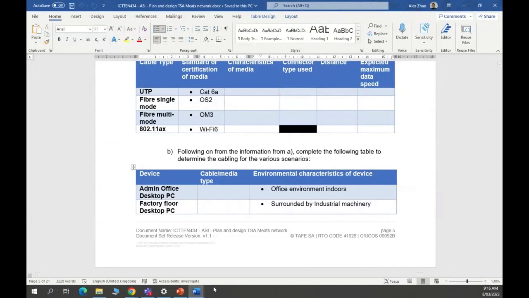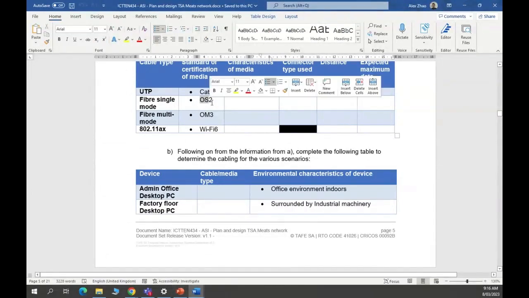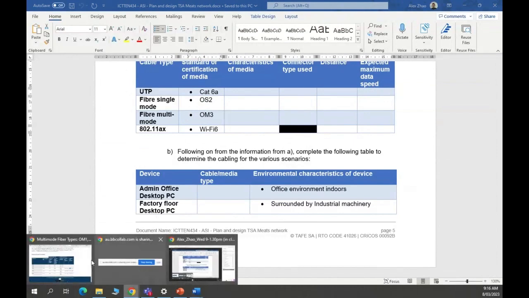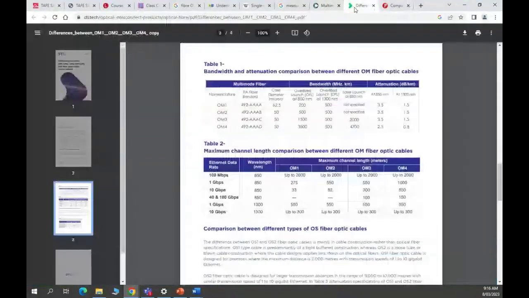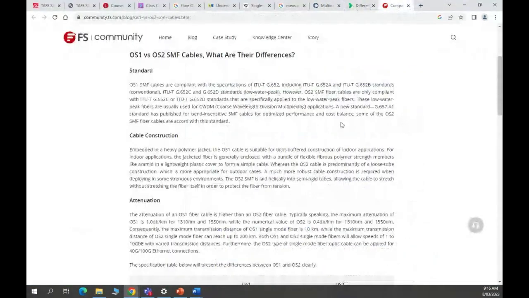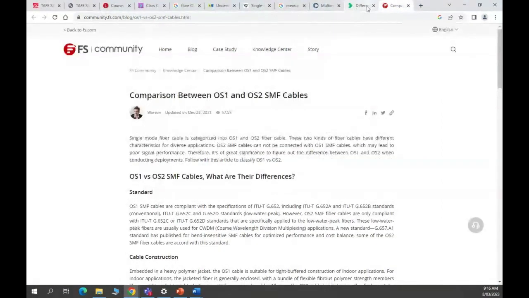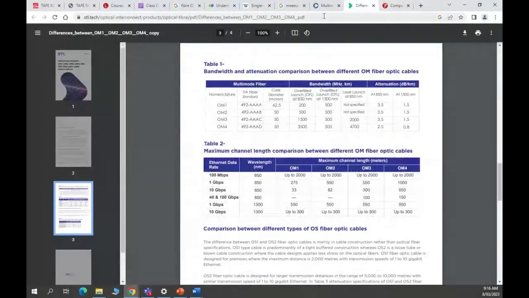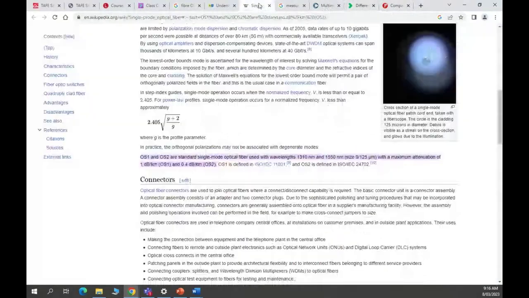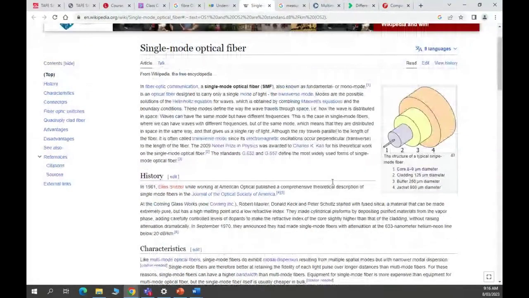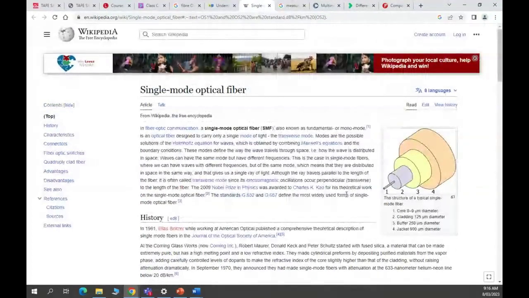Okay, so any guesses? The fiber from my fiber. Yeah, the OS2, if you remember. Okay, so if we go back just to prove that I wasn't lying, I think OS2, somewhere it said outdoor. OS2, outdoor. Yeah, carry single mode, traverses.